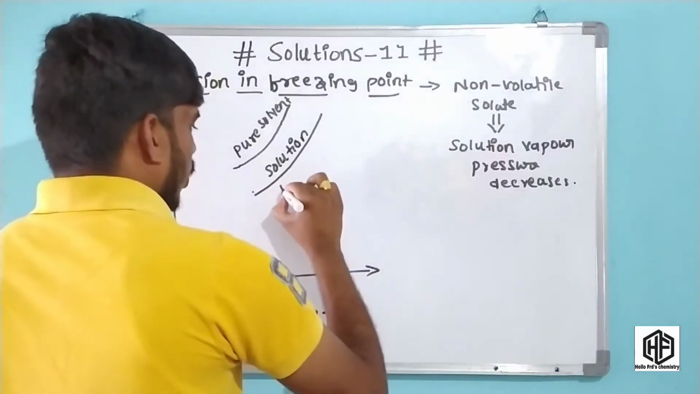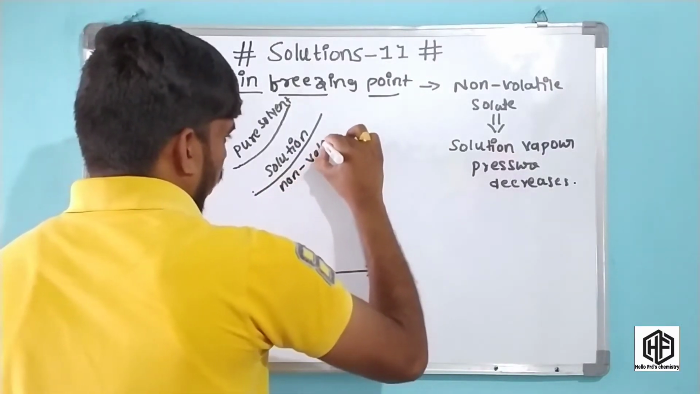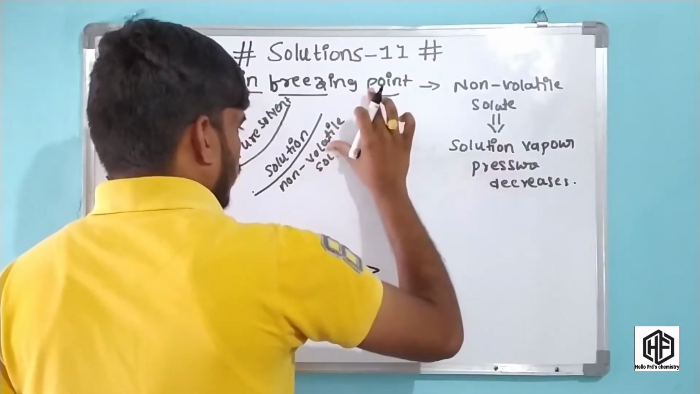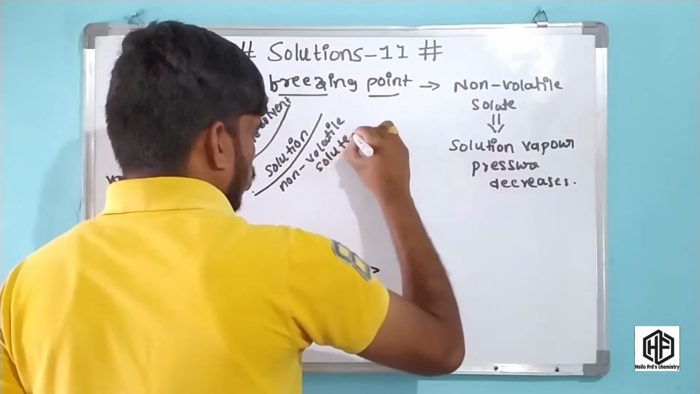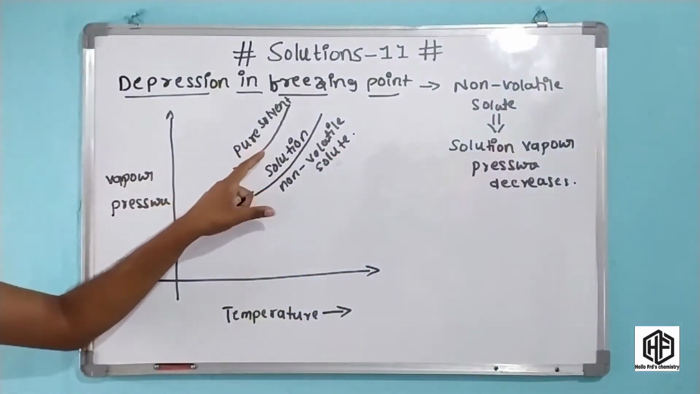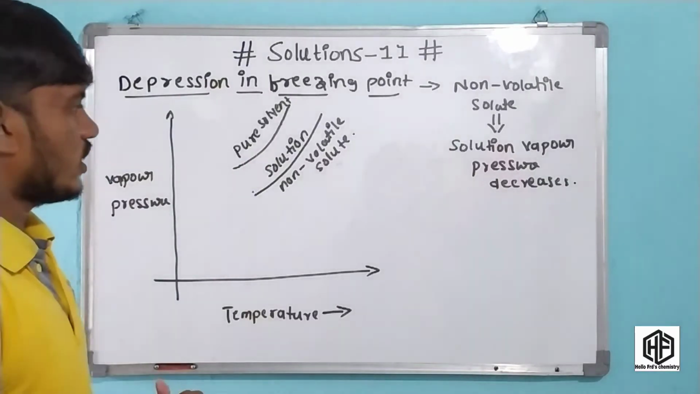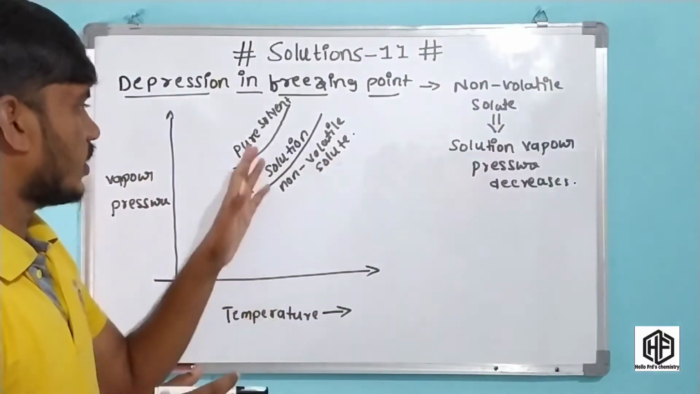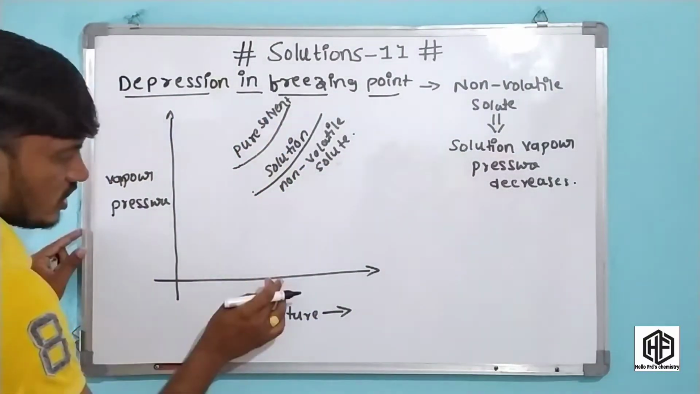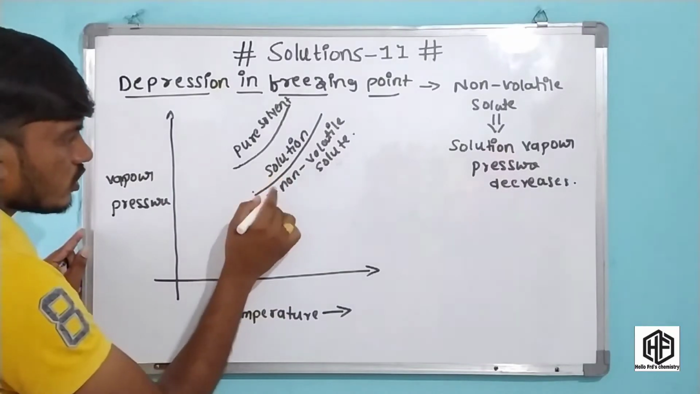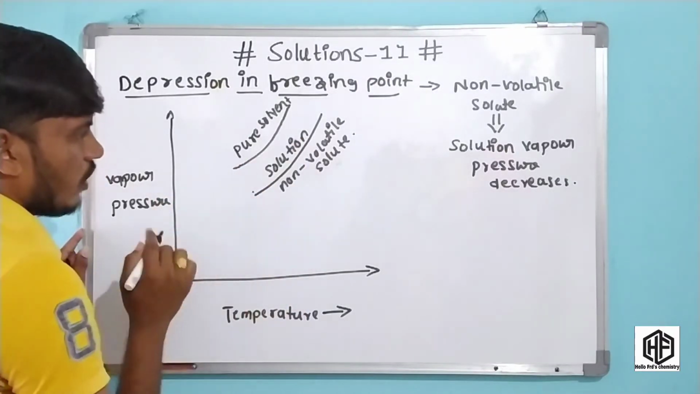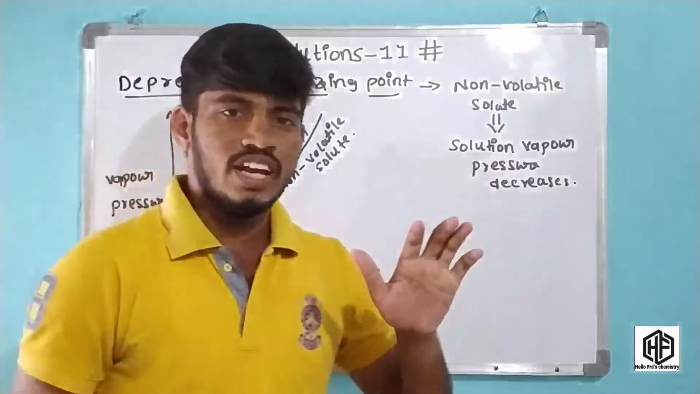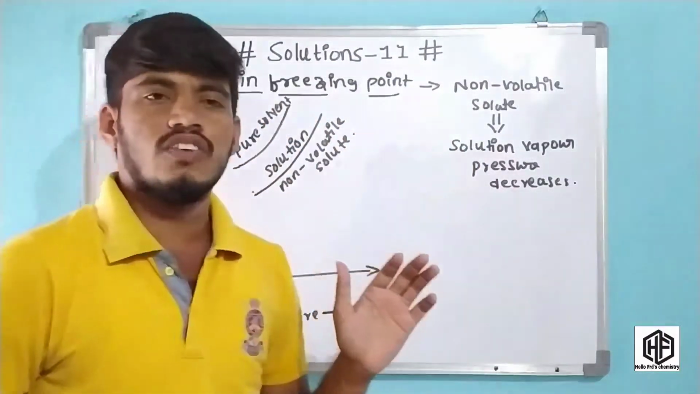Okay friends, when a non-volatile solute is added, this is the pure solvent curve and this is the solution curve. This is the graph representation of the pure solvent and solution. At this temperature, this is the solution vapor pressure, but at this temperature, this is the pure solvent vapor pressure. It means the solution vapor pressure is very low compared to the pure solvent vapor pressure.